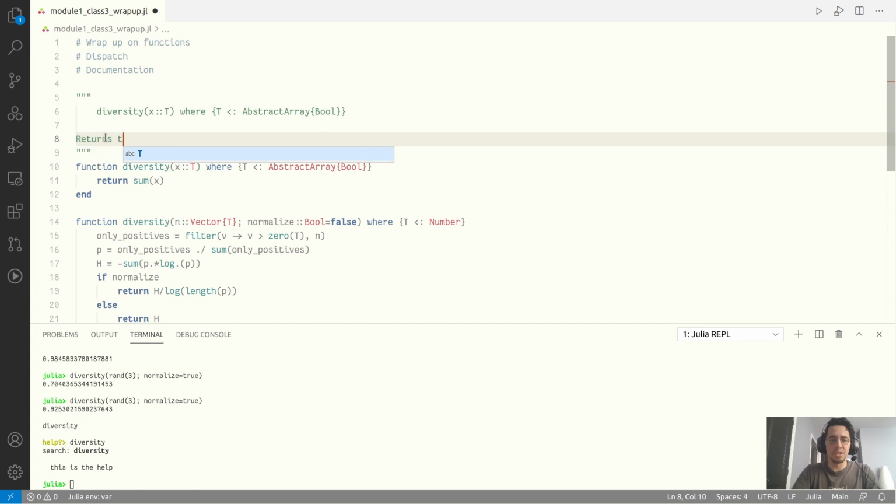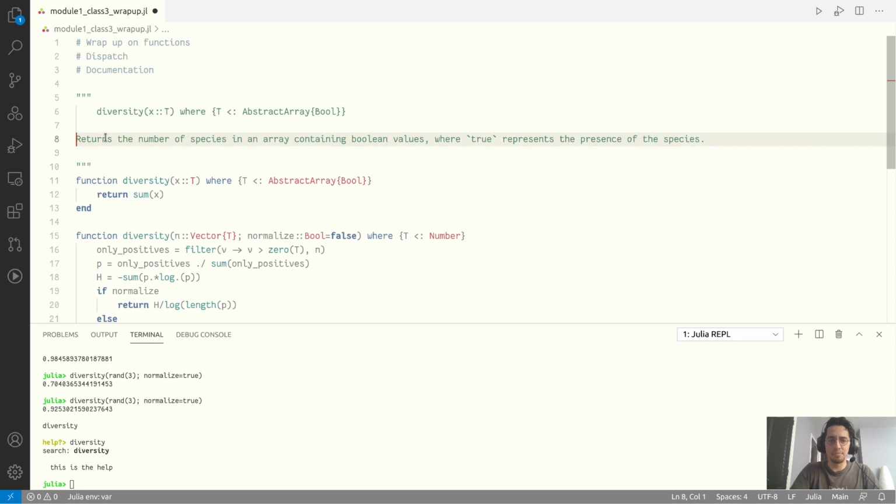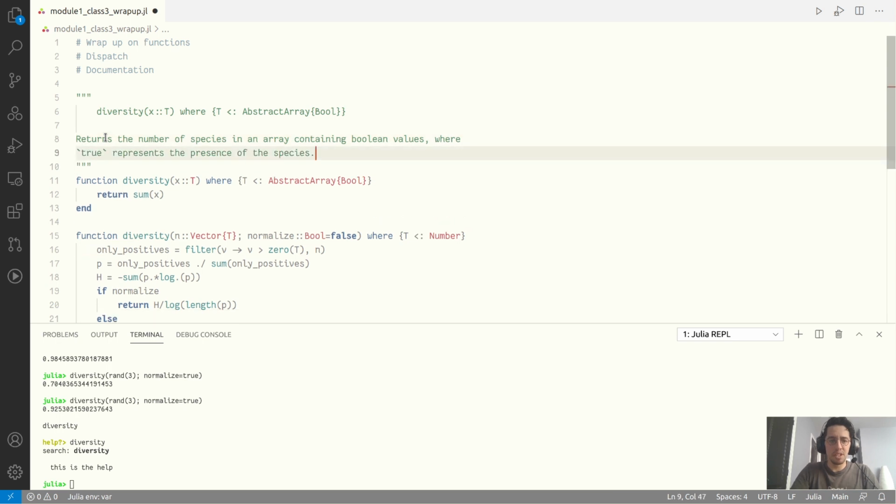So returns the number of species in an array containing Boolean values where true represents the presence of the species. So that's a documentation that is slightly longer.